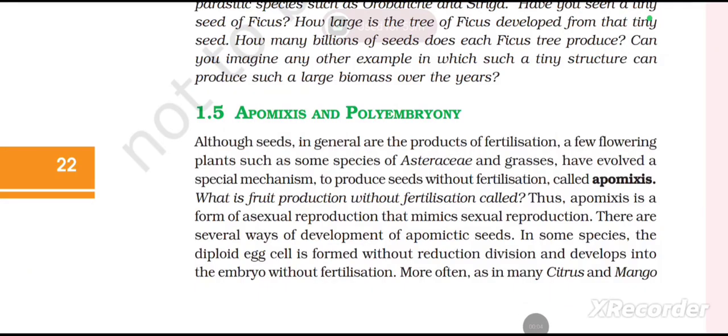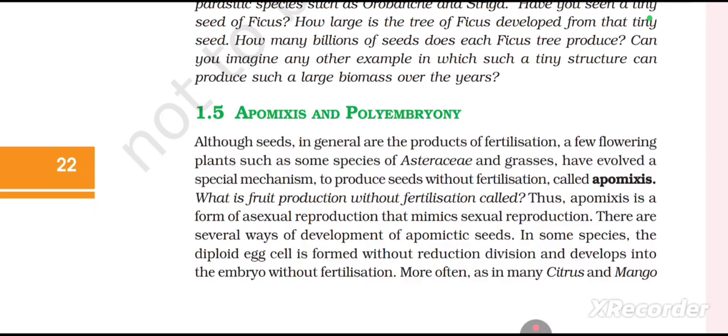Although seeds in general are the products of fertilization, a few flowering plants, such as some species of Asteraceae and grasses, have evolved a special mechanism to produce seeds without fertilization called apomixis. What is fruit production without fertilization called? Thus, apomixis is a form of asexual reproduction that mimics sexual reproduction. There are several ways of development of apomictic seeds.